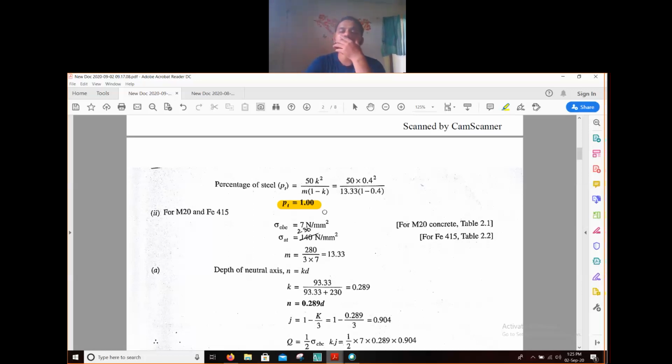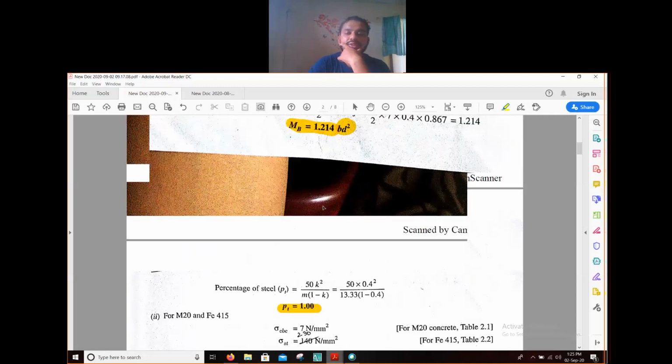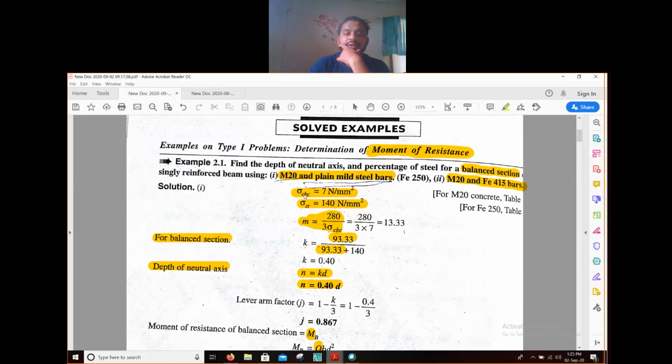Now for the second case, I request everyone to solve the second case by yourself. All of you have the PDF with you. Don't see the PDF. Try to solve it by yourself, and then you tell me the answer.